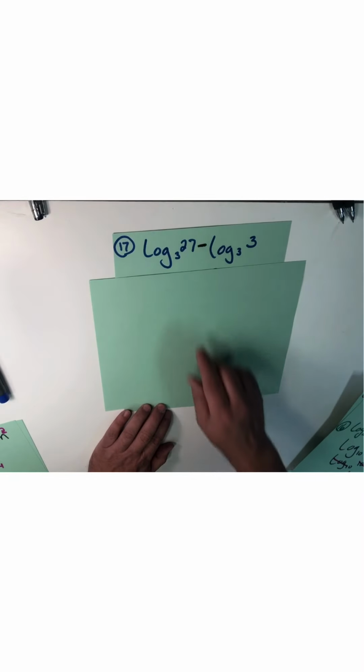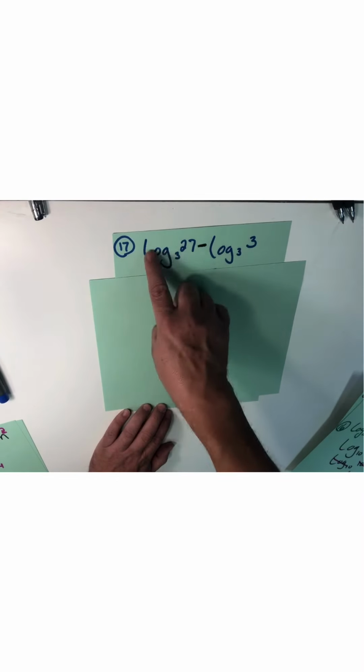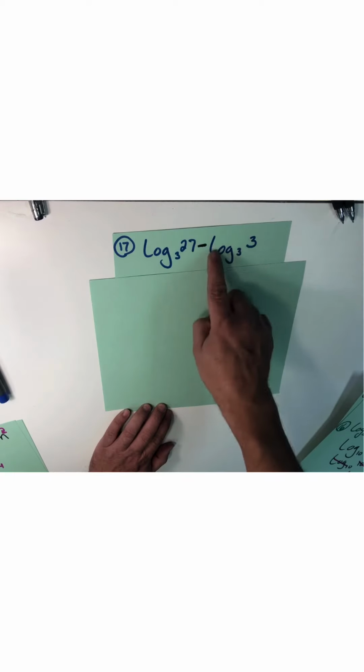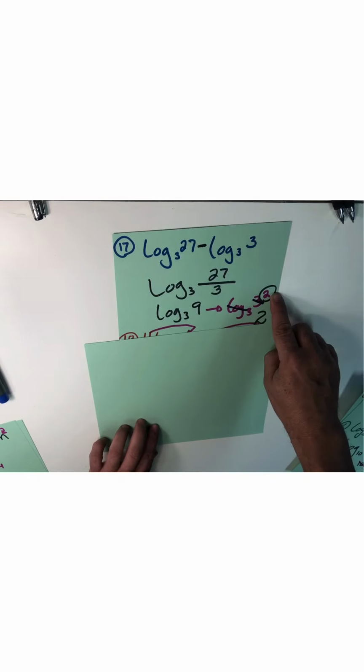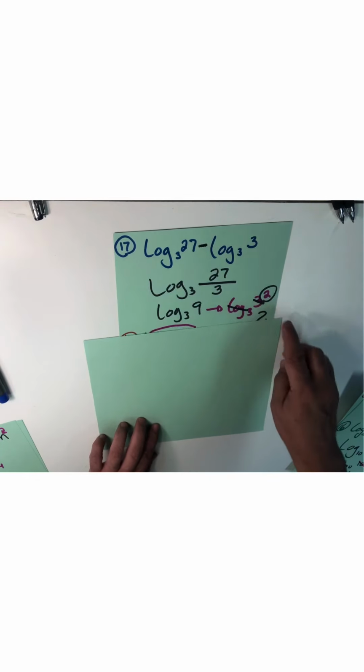Okay. Number 17. I have a subtraction there, which means I'm going to divide yet again. So here, this guy here is positive, goes in the numerator. This guy is negative, goes in the denominator. So when I do that, I end up with log base 3 of 27 over 3. However, you will remember that 27 divided by 3 is 9. And 9 turns into 3 squared. So when you cancel out the bases, the answer is 2.